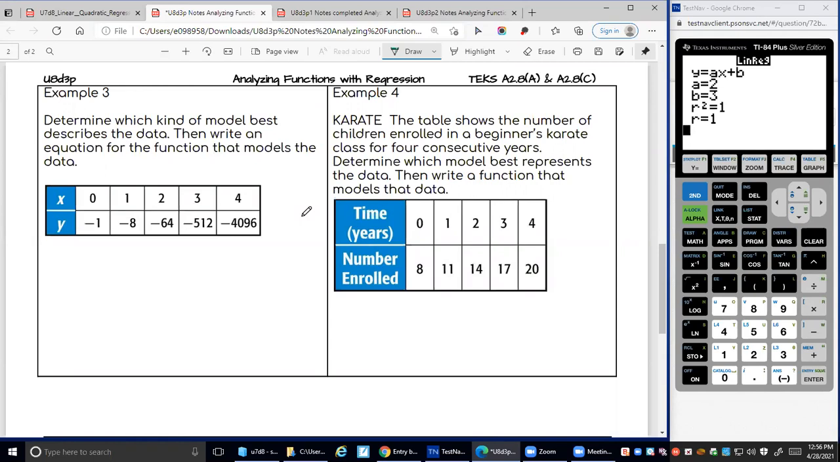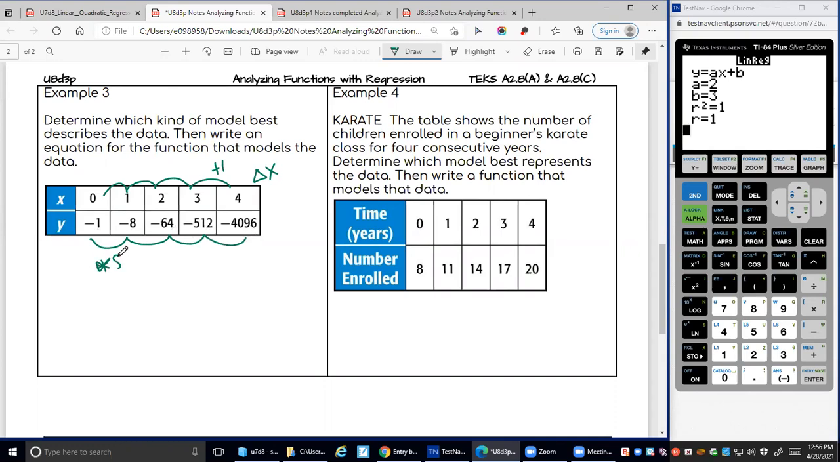All right, let's look at this one. Determine the kind of model that best describes the data, then write the equation for the function that models the data. This is going up by 1. That seems to be a trend. And then right here, we're multiplying by, because it looks too big, what? 8.